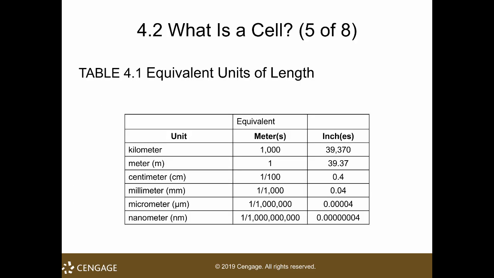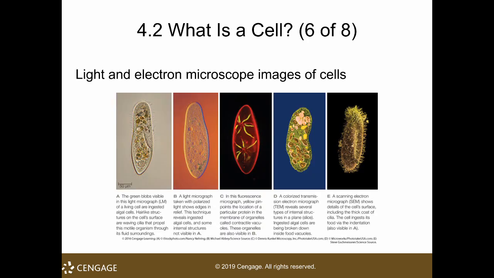So, just a brief introduction. How small is the micrometer and the nanometer? A micrometer is one millionth of a meter, while a nanometer is one billionth. So that is the size range we are talking about.